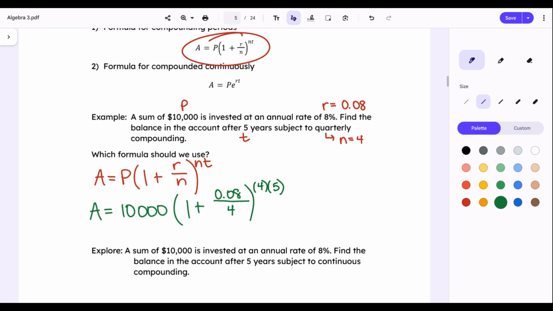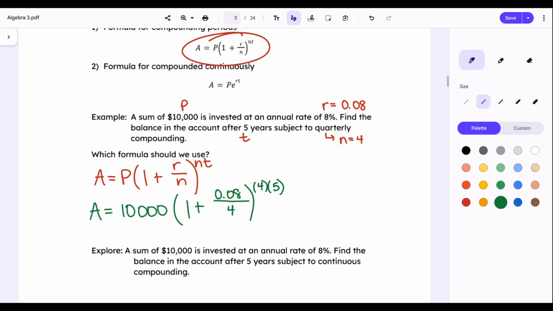So I'm going to walk you through what I would do. If you just want to follow along, I'm going to start on the inside of the parentheses there. I'm going to take 0.08. I'm going to divide that by 4. I'm going to add that to 1 now. Okay, so I'm at 1.02. That's inside my parentheses. Now that's going to be raised to this power of 4 times 5.